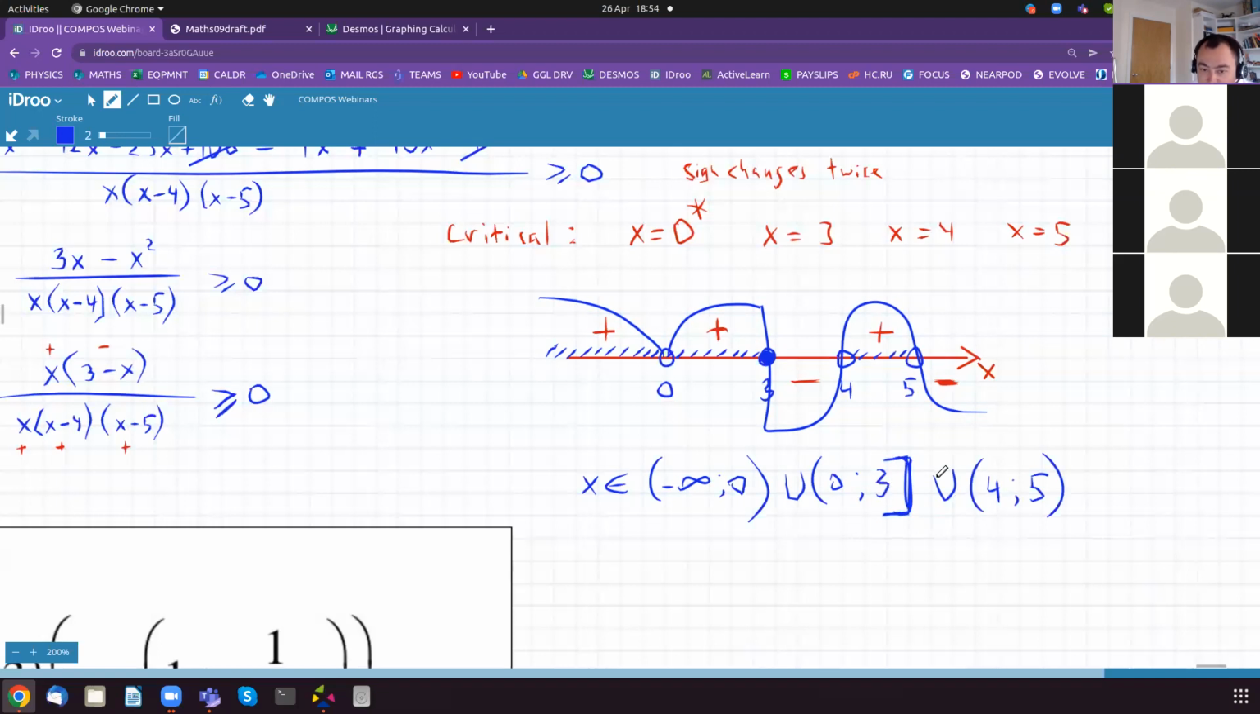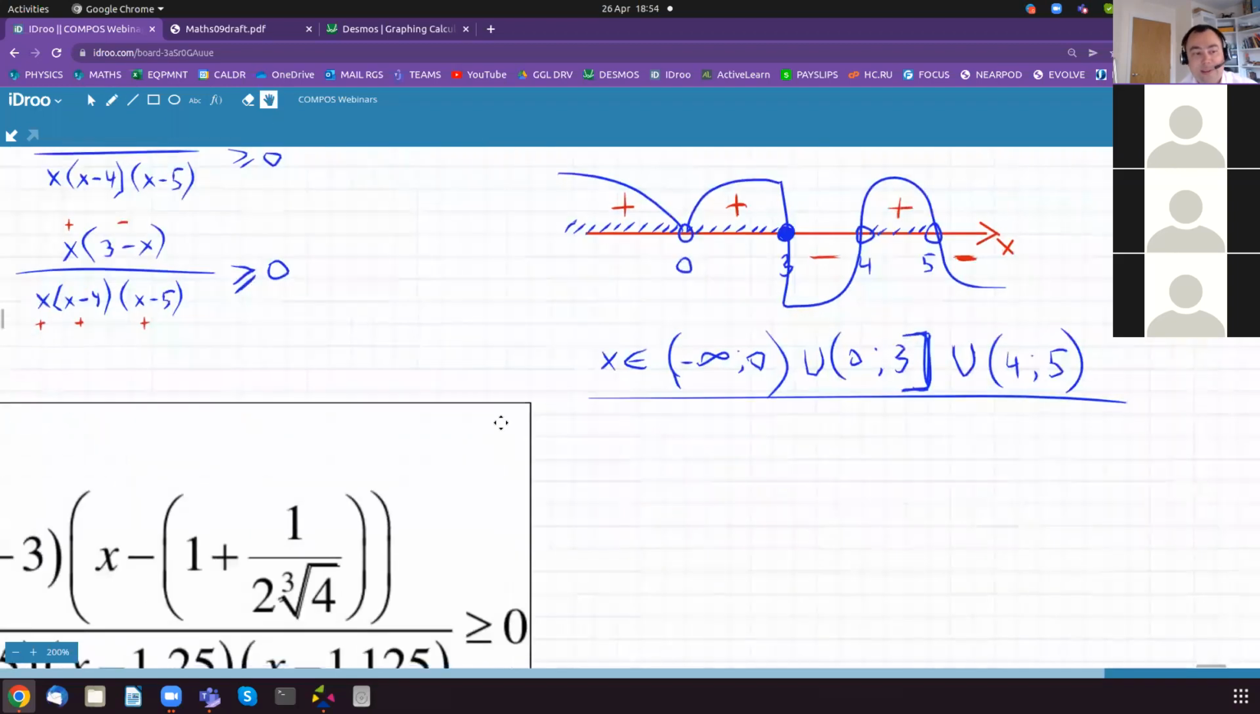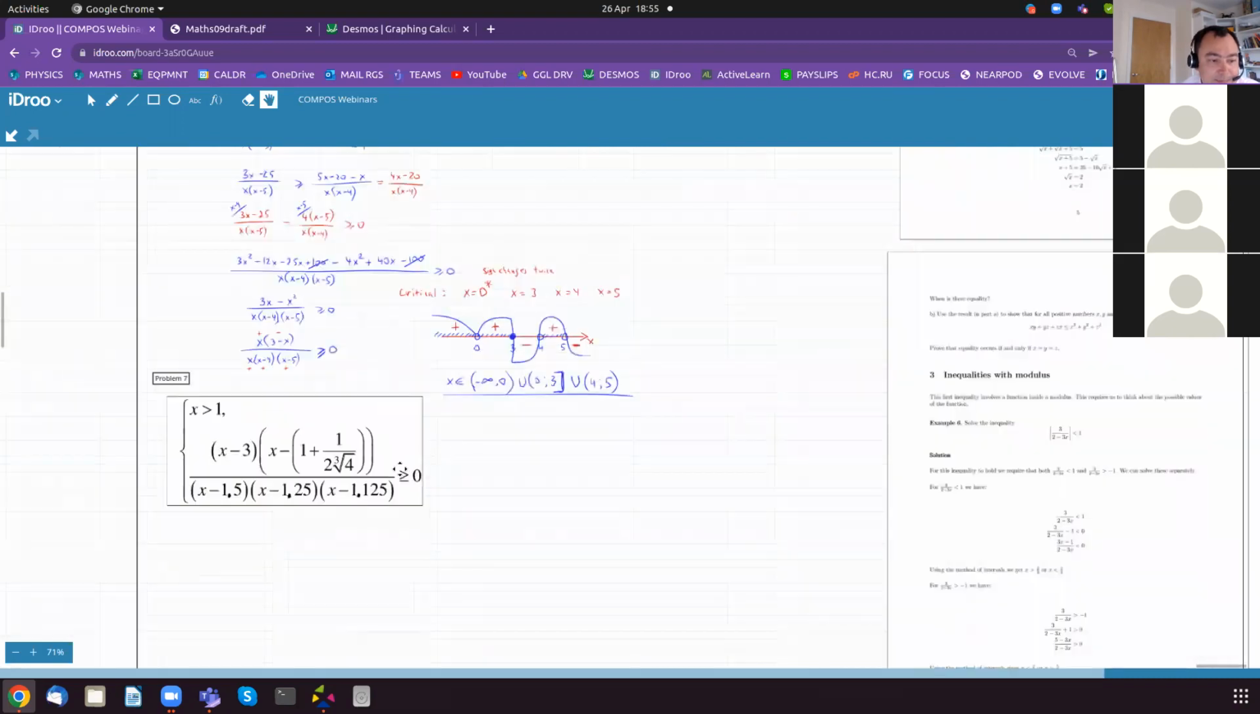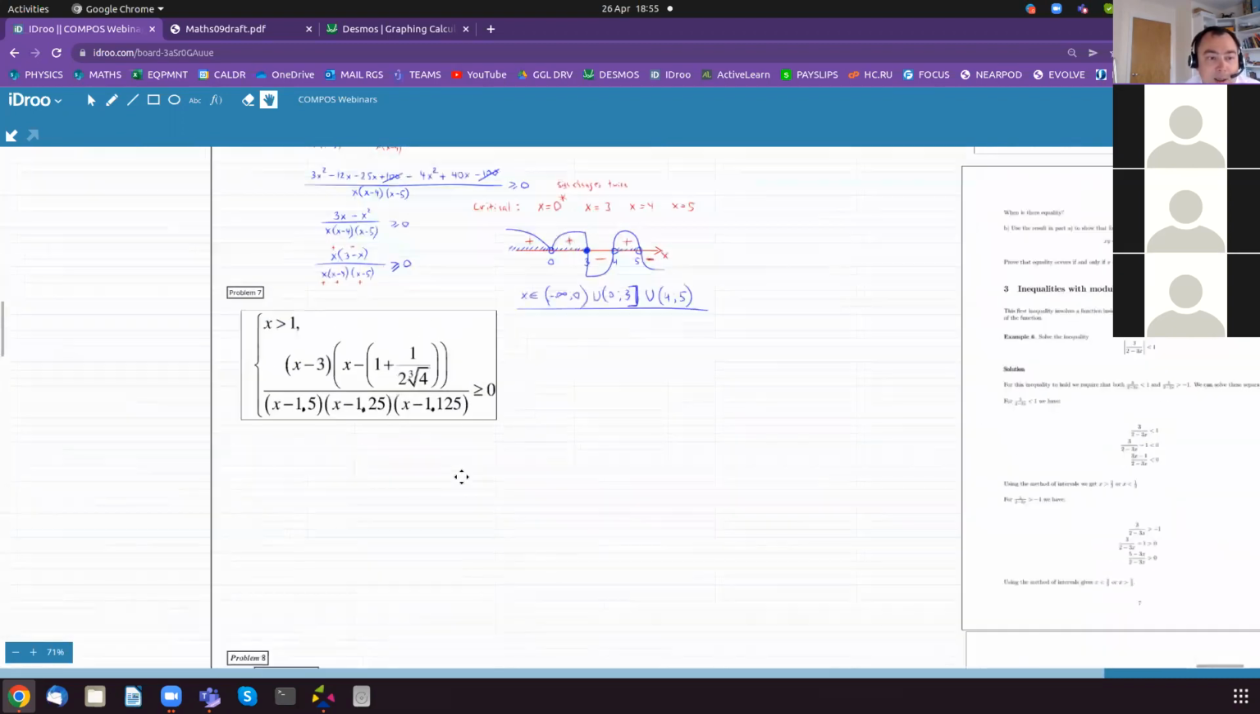Okay, you can also use this symbol, but I prefer union. So this is a set of values of x. So x belongs to this set of values. It's a union of the set, just like you would write A union B, right? Like in statistics or in probability.